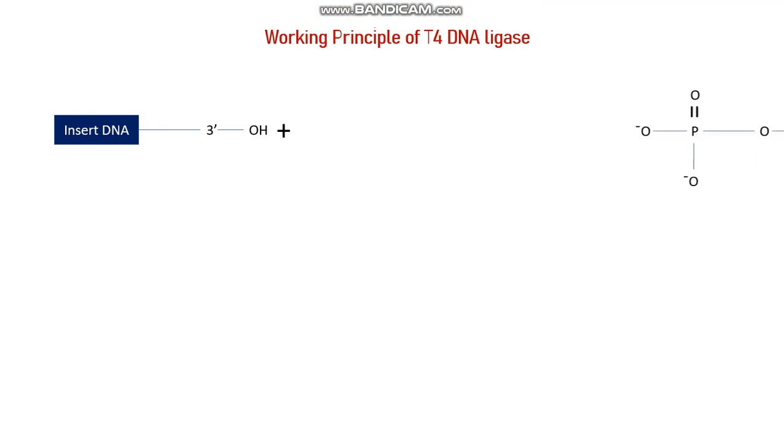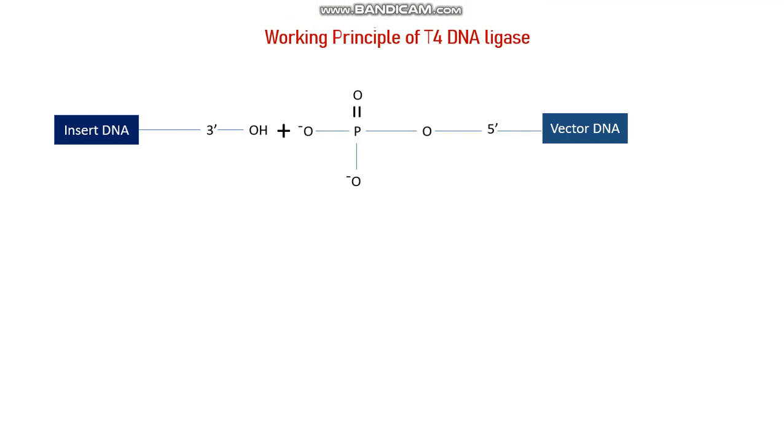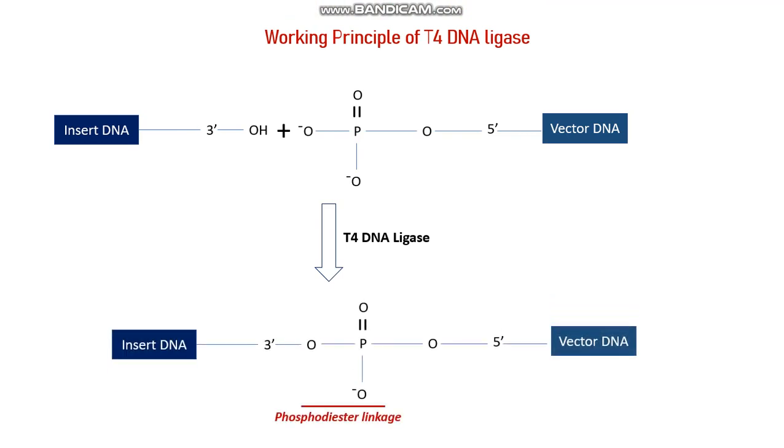Next is the working principle of T4 DNA ligase, how it works. Usually the insert DNA has the 3' hydroxyl group, and the vector DNA has the 5' phosphate group. The T4 DNA ligase catalyzes the formation of the phosphodiester linkage. This is how T4 DNA ligase ligates the insert DNA with the vector DNA. So this is all about ligation and also restriction enzyme selection.